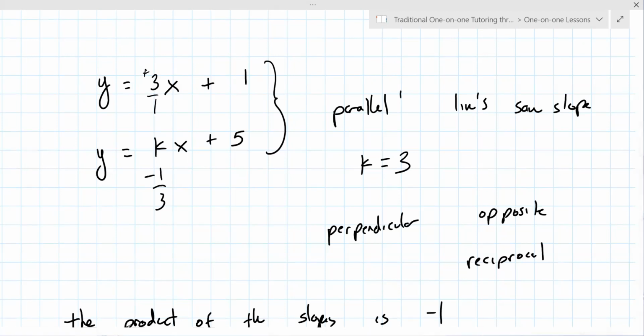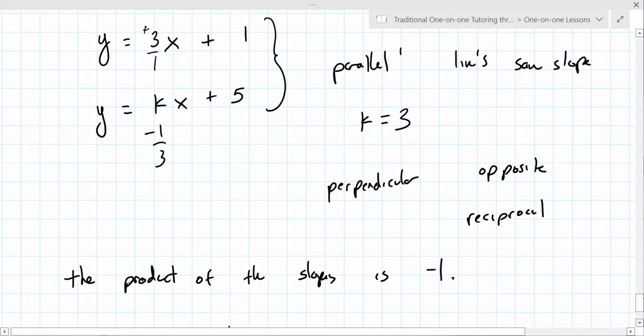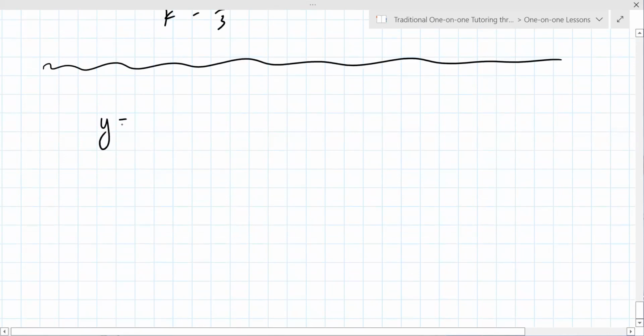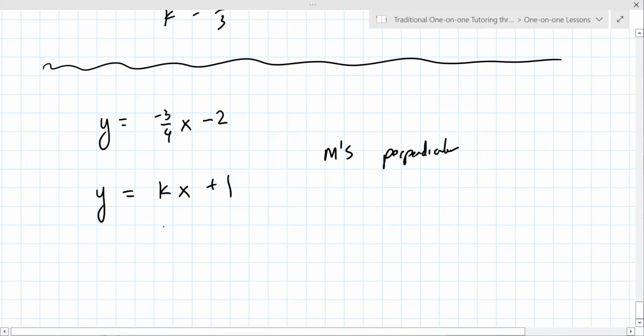Okay. So the reason I want you to do it as the product of the slopes is -1, rather than the opposite reciprocal, is because I'm going to give you more complex problems than ones where you can just read it off. So let's say the first equation is y equals -3/4 x minus 2, and the second equation is y equals kx plus 1. If we want these lines to be perpendicular, we're no longer going to do parallel, because parallel would be the same. The product of the slopes has to equal -1. So you have to be able to solve this type of equation.